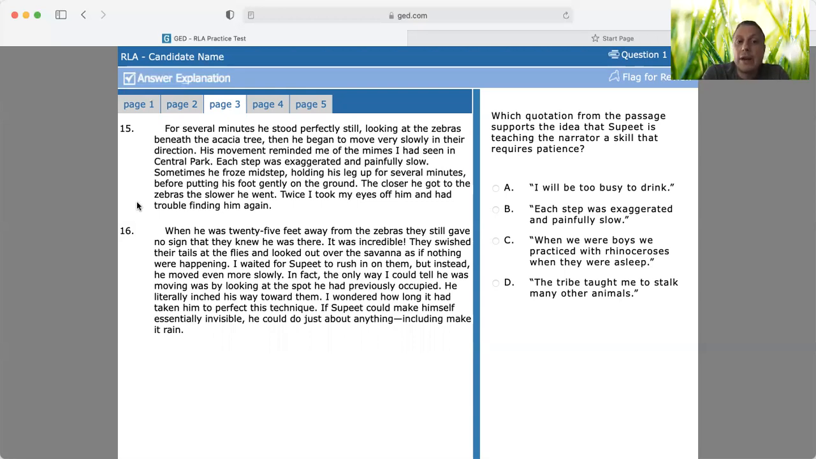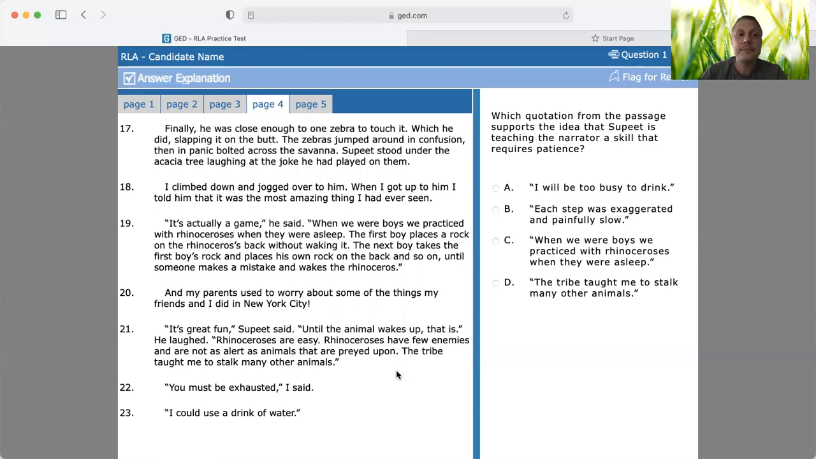I waited for Supeet to rush in on them, but instead he moved even more slowly. In fact, the only way I could tell he was moving was by looking at the spot he had previously occupied. He literally inched his way toward them. I wondered how long it had taken him to perfect his technique. If Supeet could make himself essentially invisible, he could do just about anything, including make it rain. Let's go to page 4.